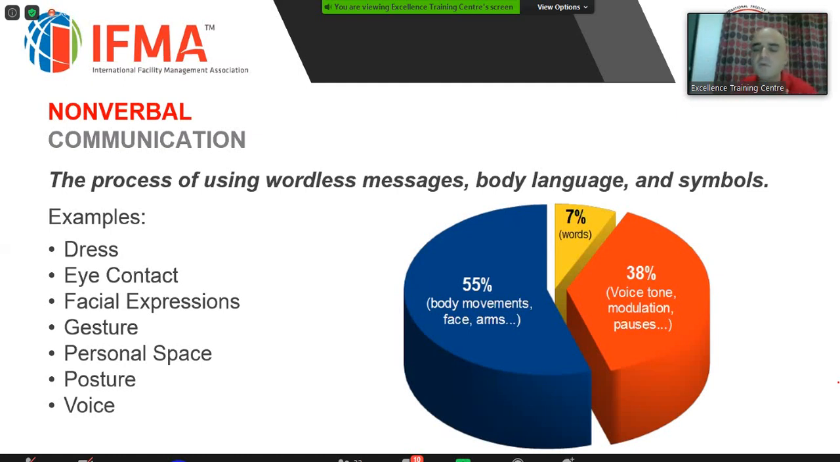And even the way you dress is a way of communicating with someone else. That's why when you are going for a job interview, you don't go in shorts and sleeves. You go dressed in proper attire to convey that you are a professional. So this is a way that you are communicating. So these wordless messages, as you see, most of communication is non-verbal, not through words.